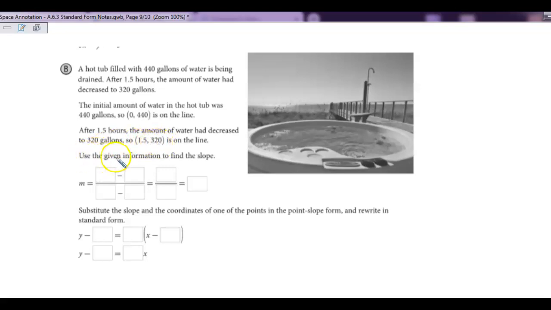So we're going to use that information to find the slope. So when I find my difference in y over my difference in x, I get negative 120 divided by 1.5, which becomes negative 80. So that's my slope. And now I'm going to substitute in the slope and the coordinates of one of the points to create the point slope form, and then I'll use that to rewrite in standard form.